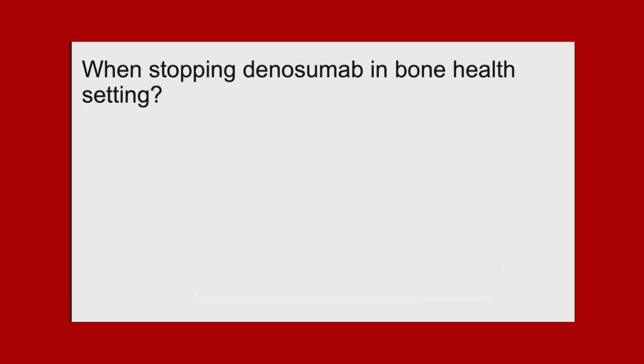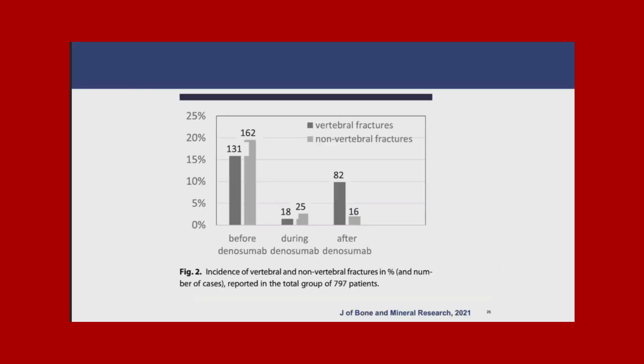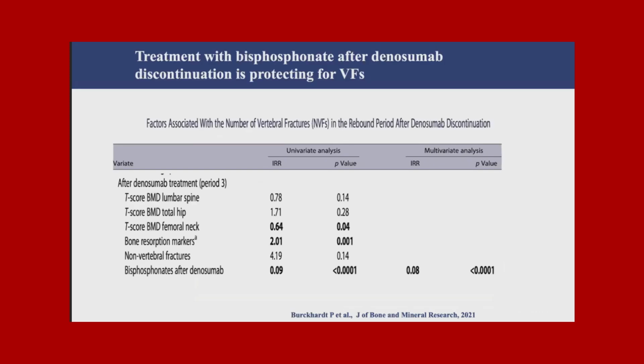So when we have to stop denosumab in the bone health setting, this is a very interesting study, because this is the incidence of vertebral fracture and non-vertebral fracture before the use of denosumab. During the use of denosumab, as you can see, there is a decrease of bone fracture. But when we stop denosumab, the osteoporotic fracture increased in a significant clinical way. So what to do when we stop denosumab to avoid the rebound effect?